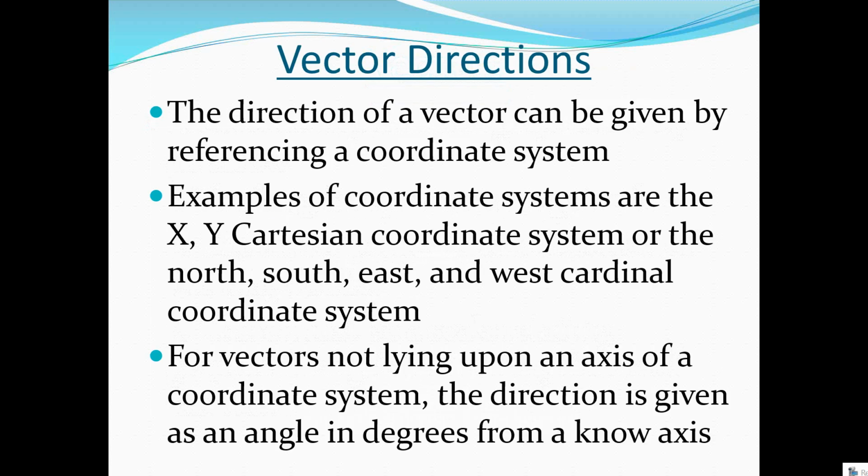Speaking of vector directions, when we look at vectors, the direction of a vector can only be given with some sort of reference to a coordinate system. Typical coordinate systems you'll see in this class include XY Cartesian coordinate systems, as well as cardinal coordinate systems that would be north, south, east, and west.